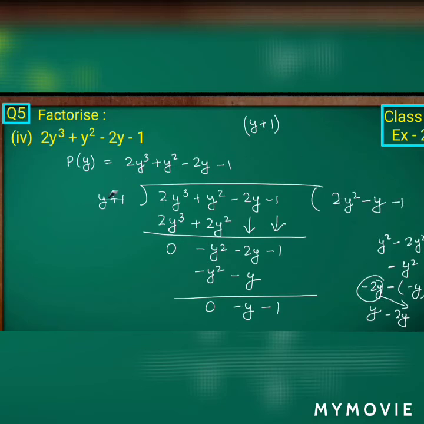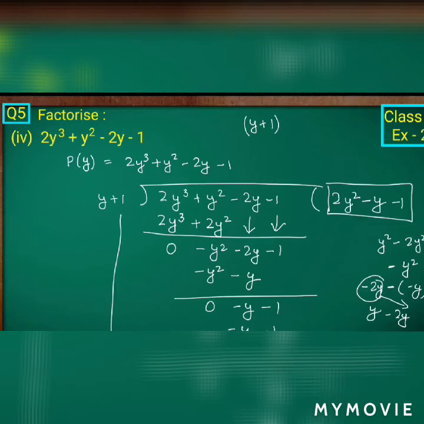Minus 1 into y gives minus y. Minus into plus gives minus 1. So all the terms are getting cancelled. Since we are doing subtraction, minus of minus y becomes plus y, so minus y plus y gets cancelled. Minus 1 plus 1 also gets cancelled, giving 0.